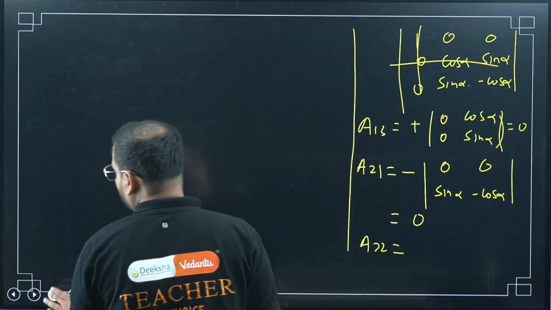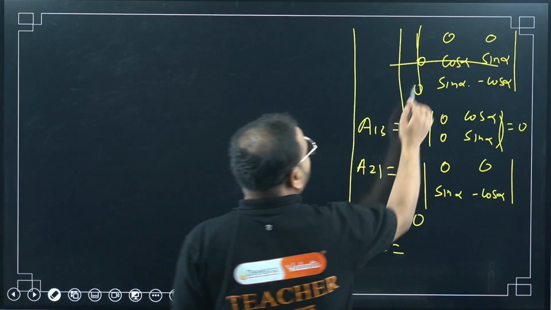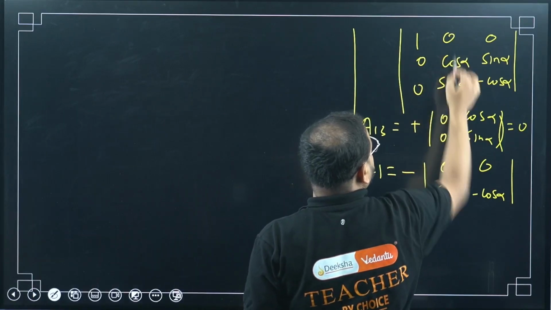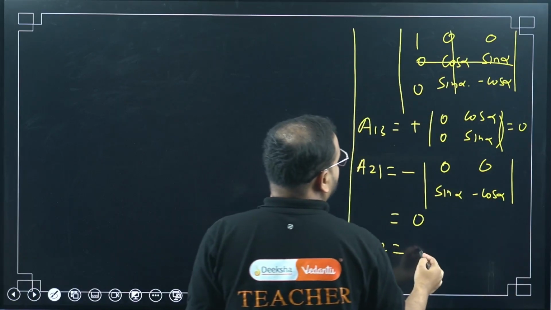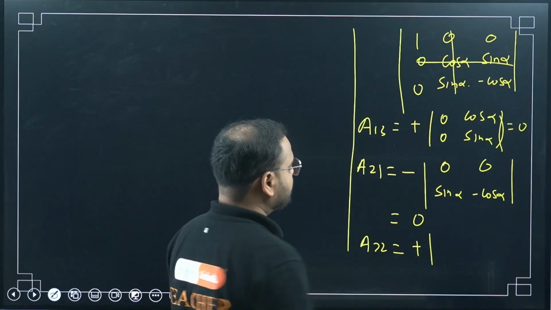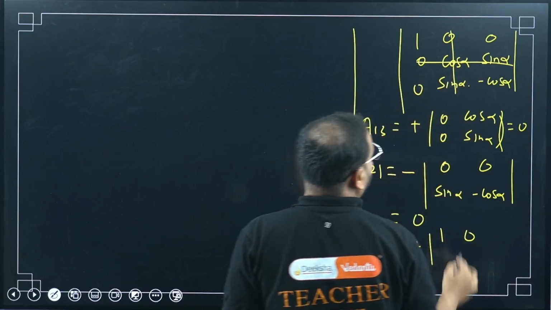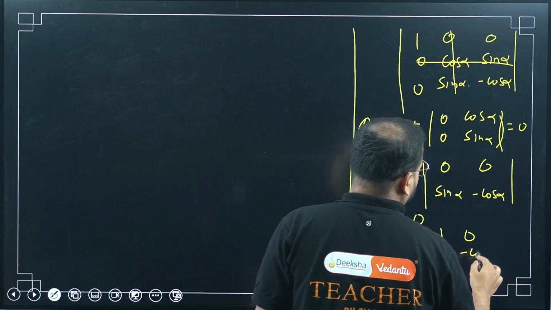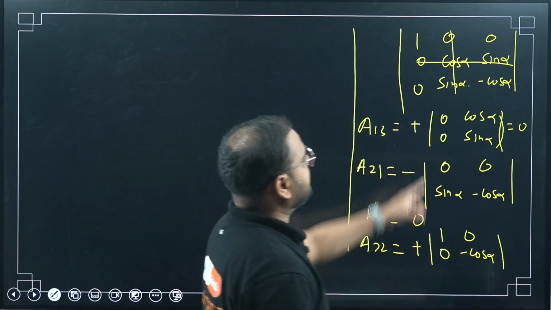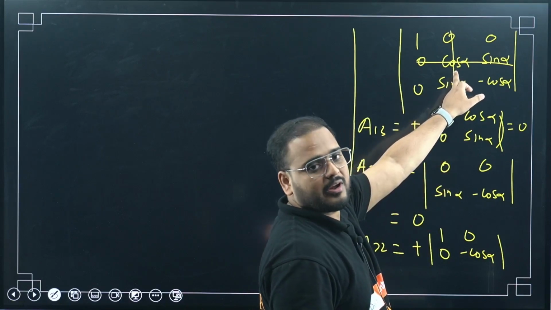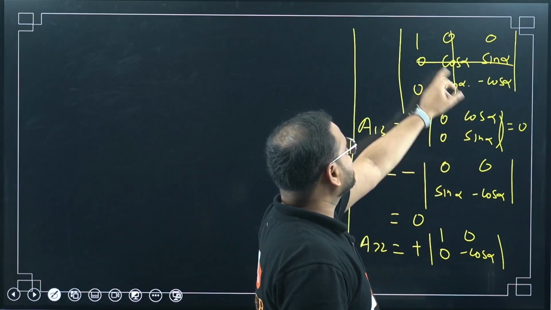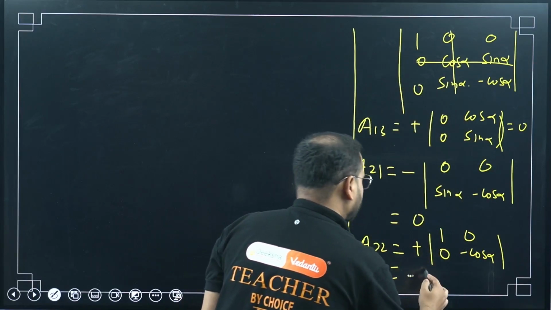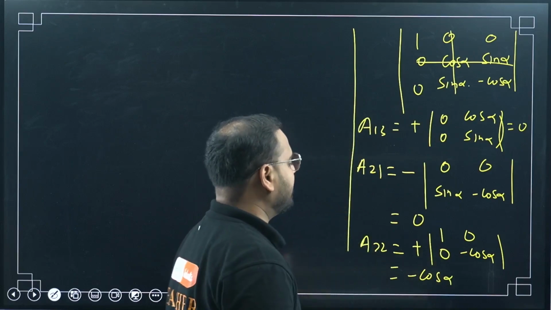What about A22? Please have a look. A22. I'm going to cancel what? This and this. Okay, what is left now? Please check. So A22 is positive because 2 plus 2 is 4. So I get 1 0 and 0 minus cos alpha. Yes or no? For A22, right? A22 is the cofactor of the second element in the second row. So I get 1 0 and 0 minus cos alpha. What is the answer? Please check here. Minus cos alpha and then minus 0. So simply minus cos alpha. This is my A22.